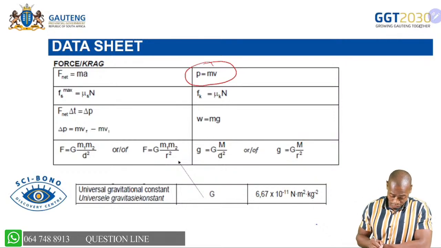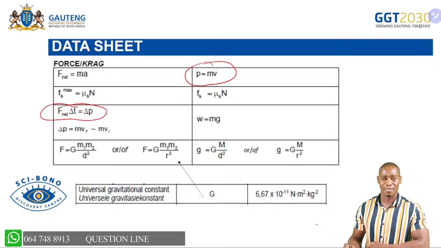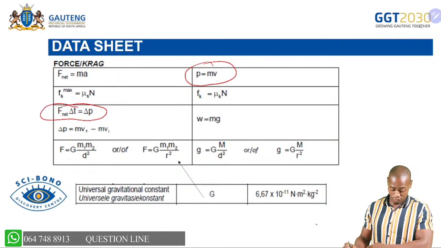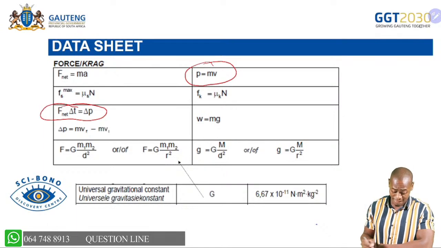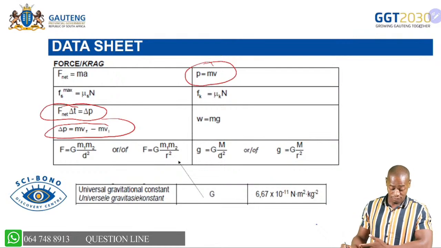Another equation, which is very important when it comes to momentum and impulse, is your impulse-momentum theorem: F net change in t equals change in momentum, where F net is the net force in newtons. And remember, it is also a vector. Change in t is the time of impact, the time for which the net force acts on an object, which is measured in seconds. And then change in p is the change in momentum, and we can expand that to mvf minus mvi. So that is how we can expand change in p: mvf minus mvi.